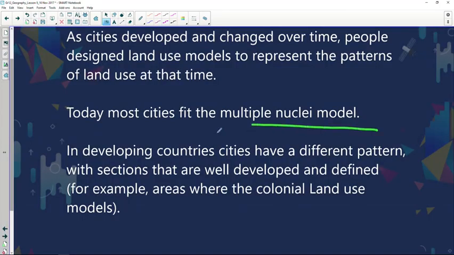Now, most of our cities today are multiple nuclear models. What it basically means is we don't only have one CBD, but we have outlying business districts as well. Johannesburg, once again, a great example. You've got Johannesburg CBD, and then you have Sandton. Durban is a very good example as well. You've got your Durban CBD, and then if you move further away, you go to Umhlanga. That's an outlying business district.